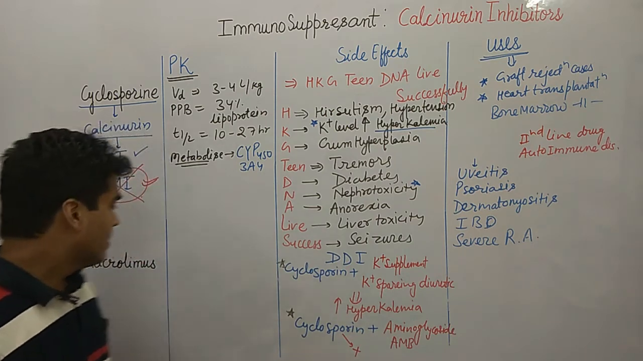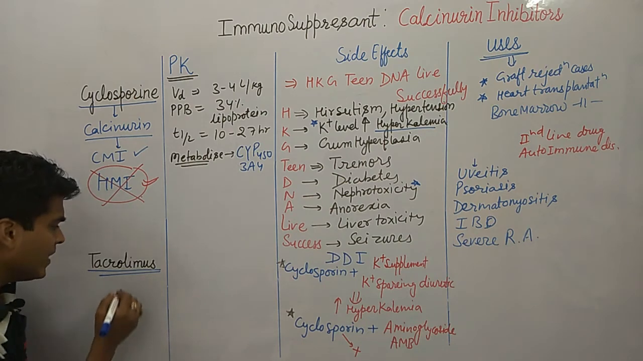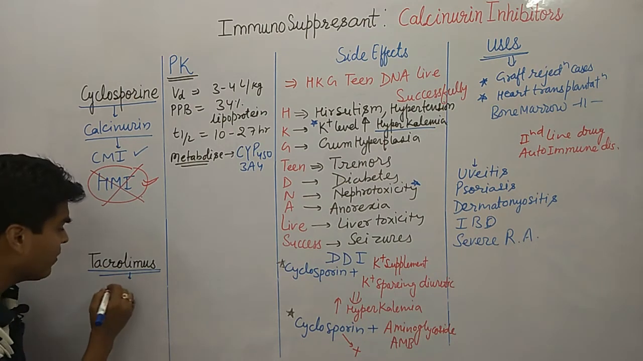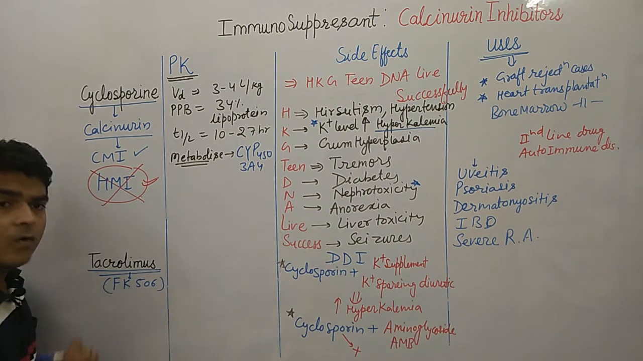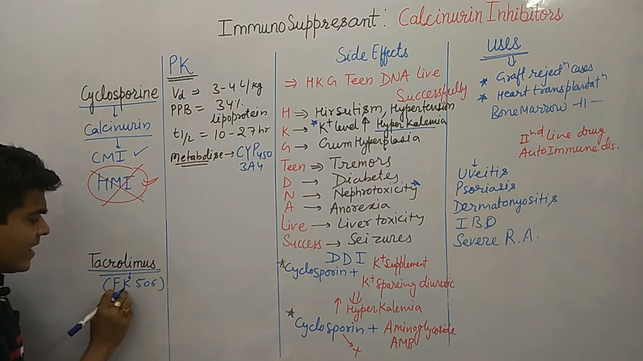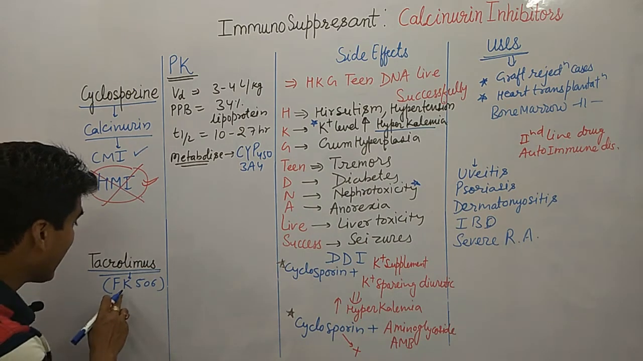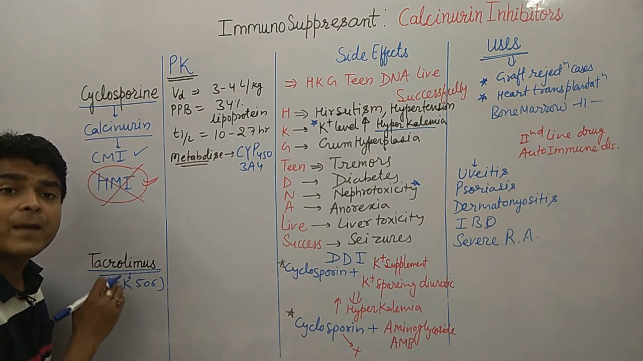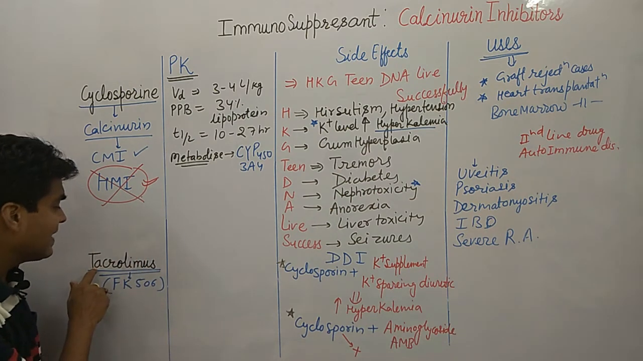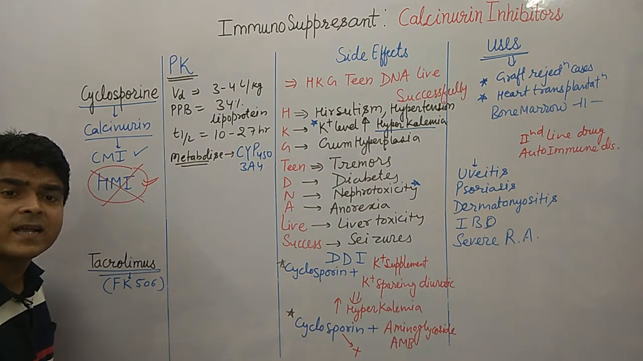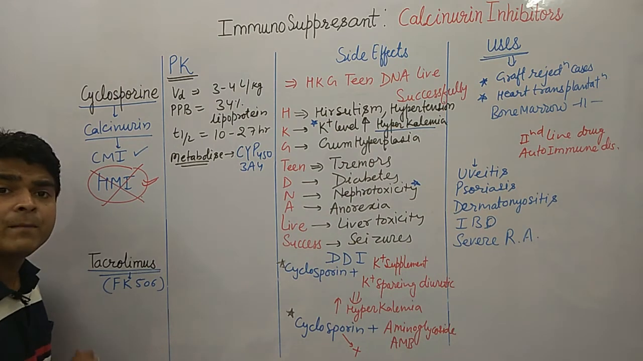Okay everyone, now moving on, tacrolimus. Another name of tacrolimus is FK506. By this name you can also remember the mechanism of action of this drug. Tacrolimus binds with FK binding protein. I discussed earlier in the class on mechanism of action that tacrolimus is also a calcineurin inhibitor, but the binding site is different. Initially it binds with FK binding protein.